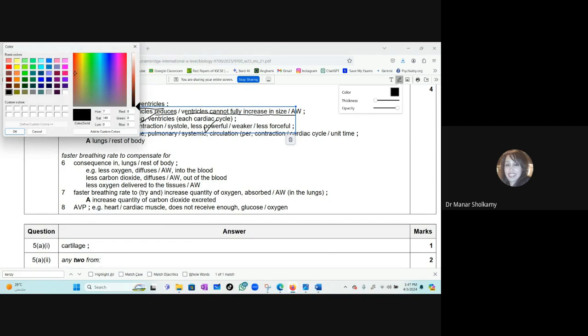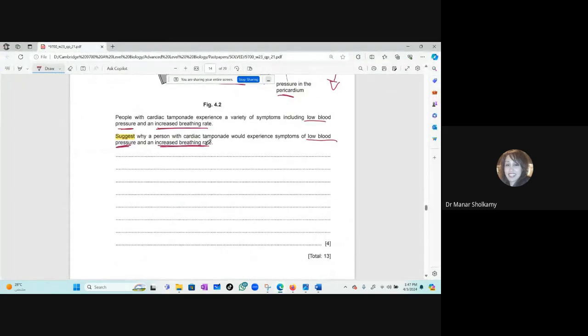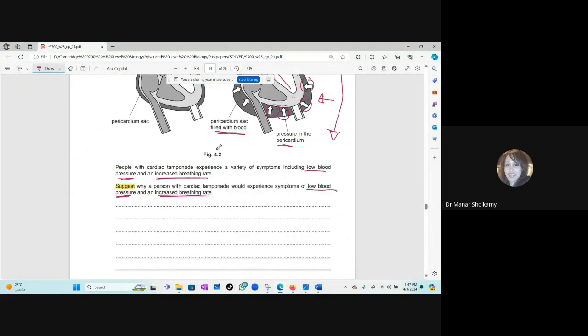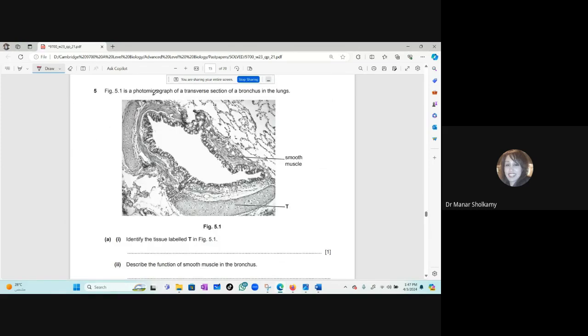Yes. Okay. Less blood is pumped to the pulmonary or the systemic circulation. Very good. So this will decrease the blood pressure. So the faster breathing rate is to compensate for the less oxygen. And we also want to get rid of the carbon dioxide that will build up. Okay. The heart, or the cardiac muscle, does not receive enough oxygen and glucose. So we will take the full mark for this question. Just read it carefully. Now, question 5. Finally, we're close. Figure 5.1 is a photomicrograph of a transverse section of a bronchus in the lungs.